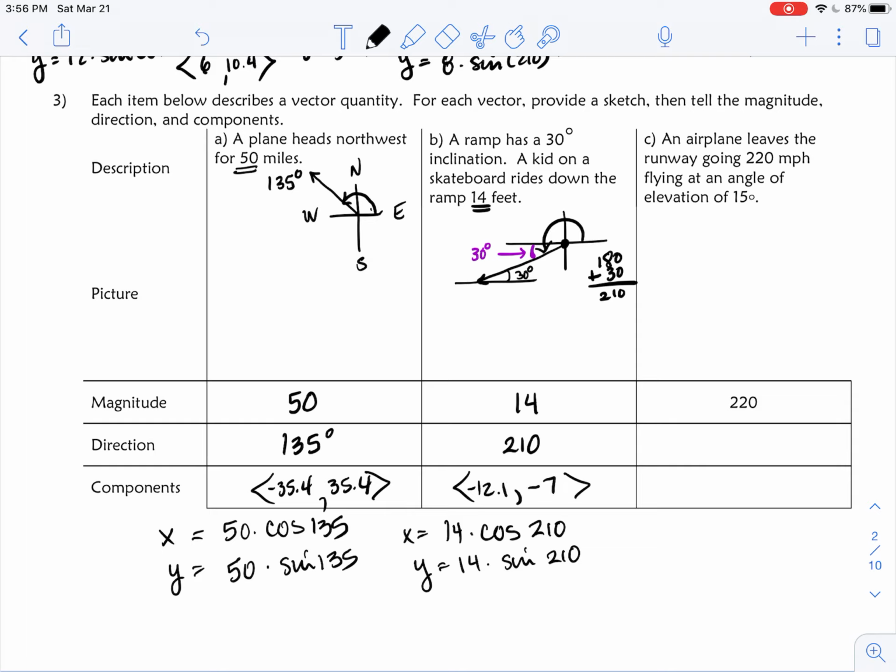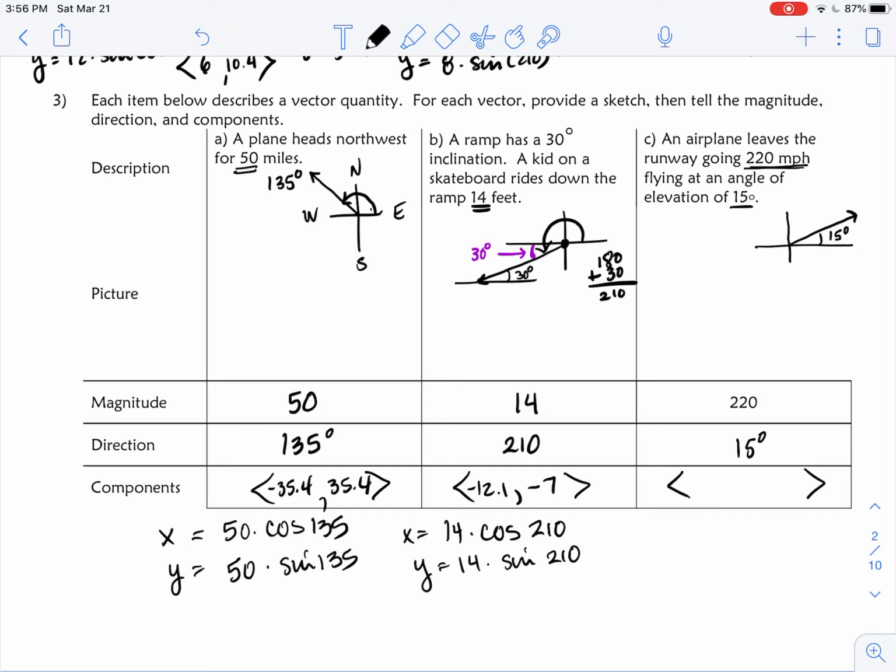All right, last problem. An airplane leaves the runway going 220 miles per hour. There is your magnitude. Flying at an angle of elevation of 15 degrees. Okay, there is your rotation angle. An angle of elevation, remember, is always from the horizontal. So this is my 15-degree rotation angle. The magnitude of this vector is 220.